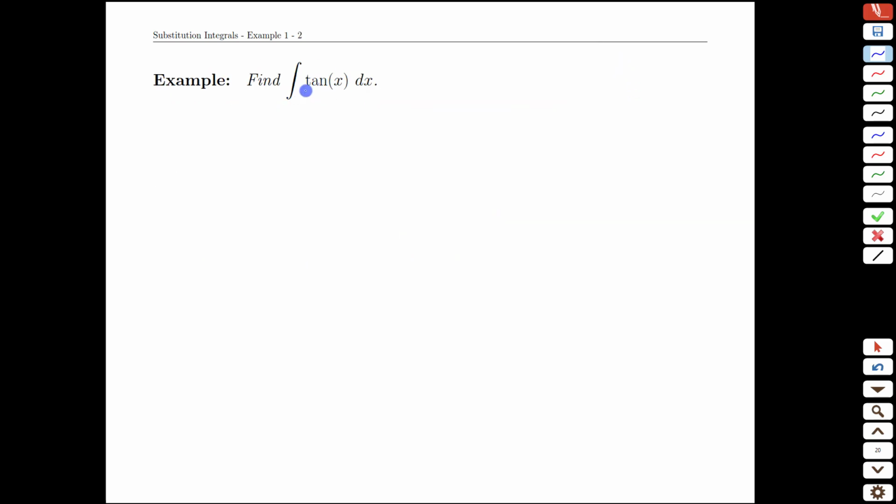As our next example, let's find the integral of tan of x. Now, one thing might be to try a substitution with w equals tan of x. Just replace this with our new variable w. That doesn't seem like it's going to be too helpful though, because we don't see the derivative. There's no secant squared of x, which is the derivative of w, in the integrand. So maybe that's not going to help too much.